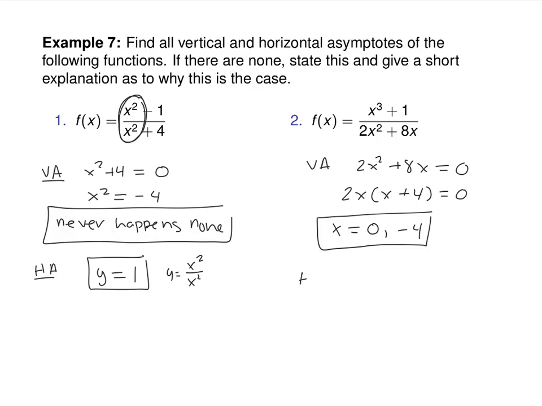Okay, so for horizontal asymptotes, look at the biggest powers. What's the biggest power in the numerator? X cubed. And how about the denominator? X squared. And we'll just take the 2 to be safe, 2x squared. So if I reduce that, I have x over 2.